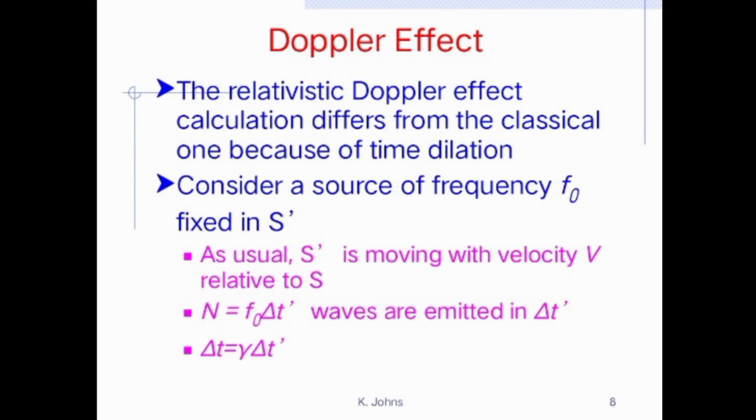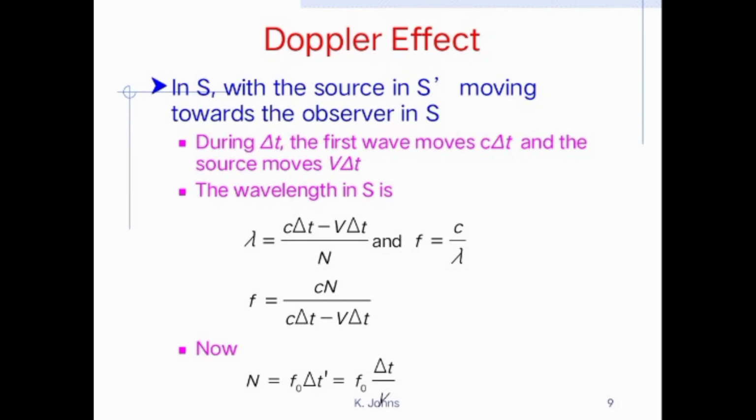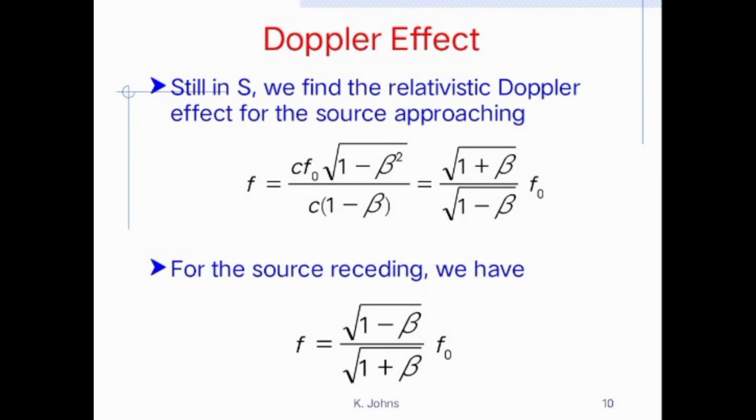The relativistic Doppler effect calculation differs from the classical one because of time dilation. Consider a source of frequency f fixed in S. In S, with the source moving towards the observer, the wavelength in S is, and this is the formula. Now, this is the formula. Still in S, we find the relativistic Doppler effect for the source approaching. The formula.